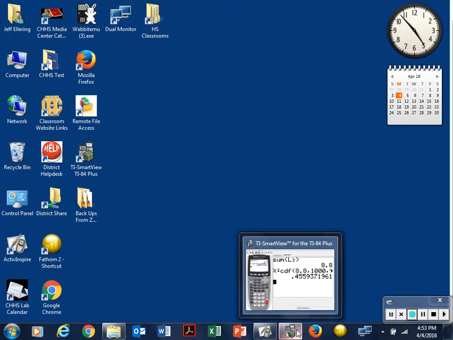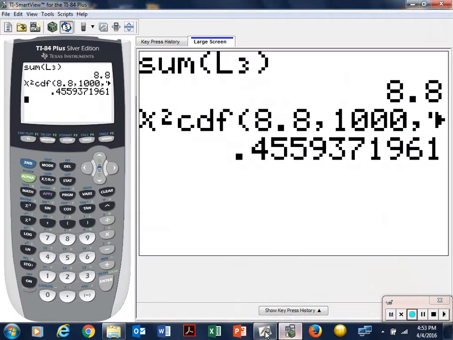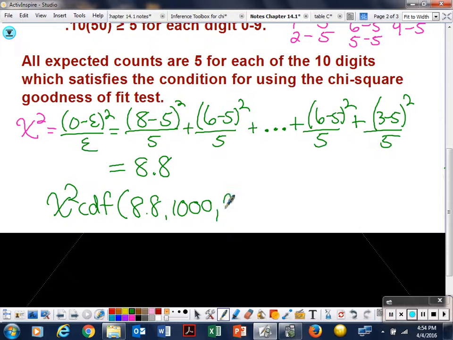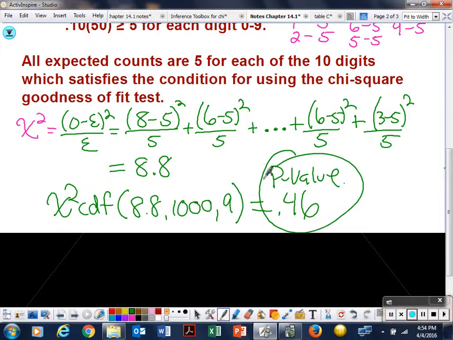So let's go back to the example. Okay, back to our example. So we got 8.8, and then we did our chi-square CDF, 8.8, comma 1,000, comma 9, and we ended up with 0.46. That is our p-value. Again, do not write the chi-square on your AP test, just write the p-value down. Okay, so almost done.